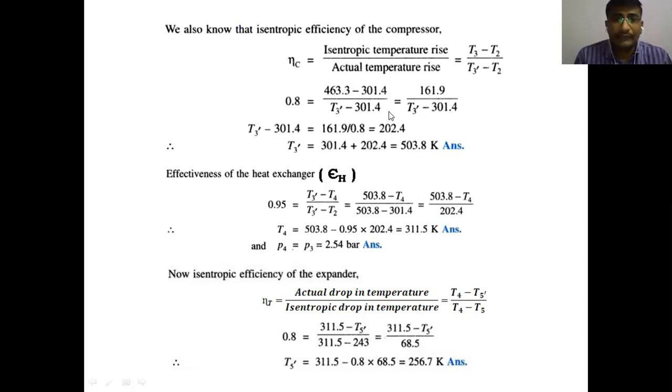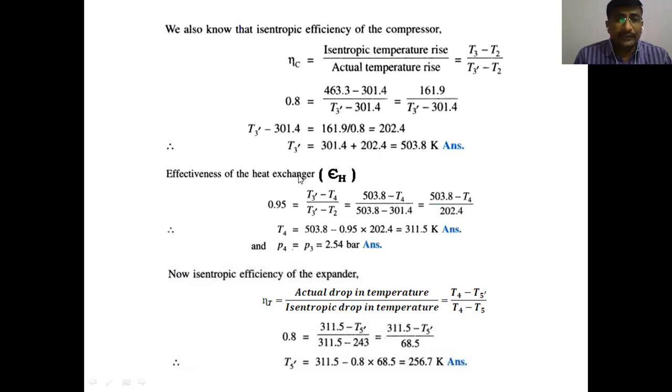T2 is 301.4. After simplifying this equation, we get T3 dash, that is the actual temperature of air after the compressor, as 503.8 kelvins. Clear, students? This is the actual temperature of air after the compressor.